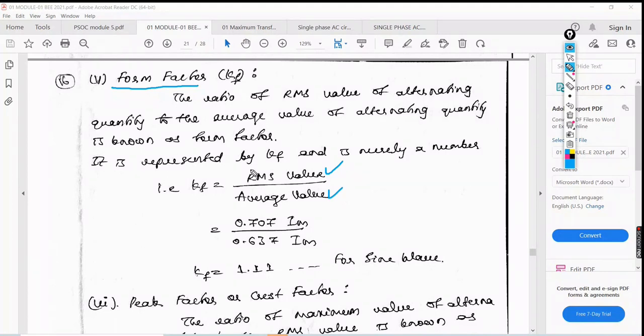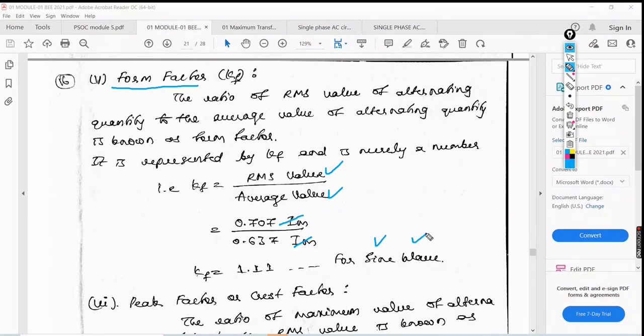What is the RMS value for the current? 0.707 into Im. Average value is what? 0.637 Im. Im both get cancelled. 0.707 divided by 0.637 is what? 1.11. Form factor is a constant which is equal to 1.11. For which quantity? Sinusoidal quantity.